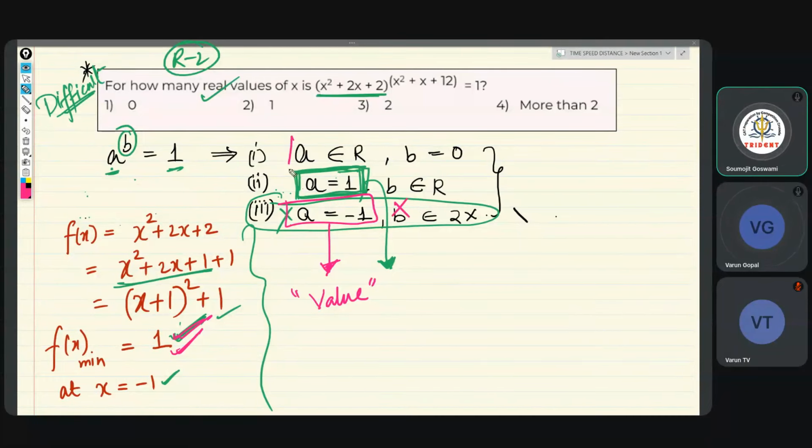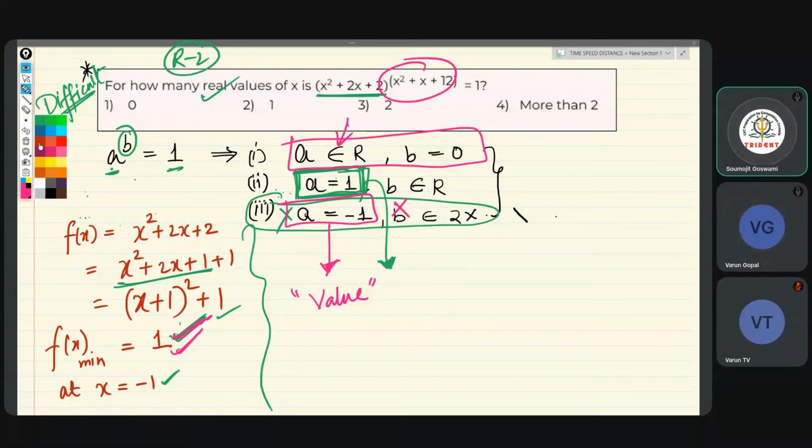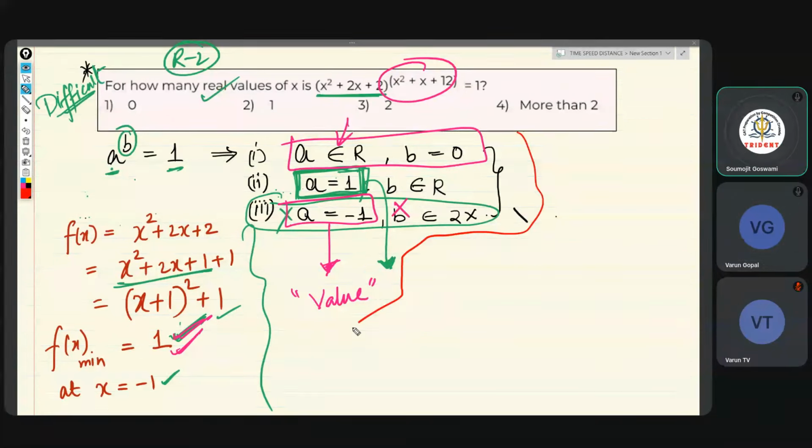Okay. Now, the other part. Obviously, we will not be able to check any real number. We'll have to check this part B. Let's check that. That is x square plus x plus 12. What is it that I need to do? I need to make sure the minimum value is zero.